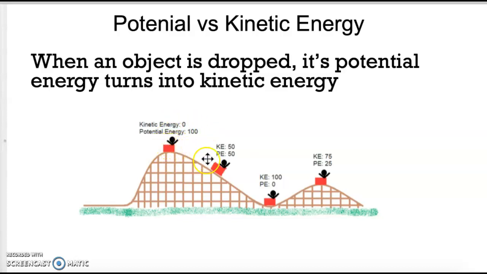Now, as soon as it begins to go down, you can see that there is a conversion here. The potential energy is switching into kinetic energy. And then when it reaches the bottom, that's where its fastest point is. And so you can see that it has 100 kinetic energy now and 0 potential. And then it's going to keep moving up, and then that transition happens again.